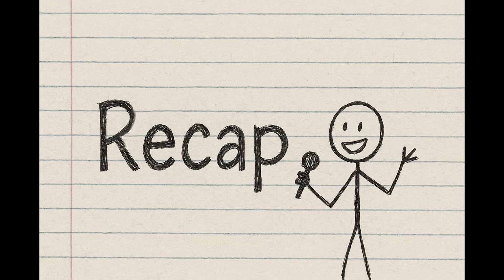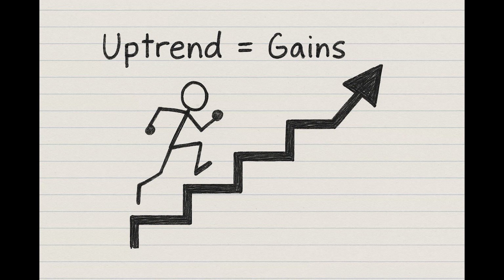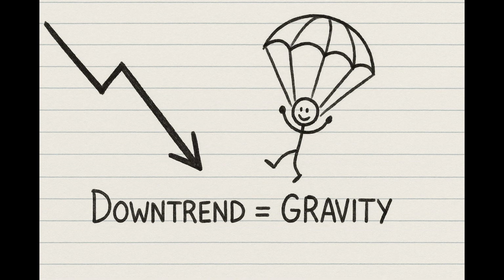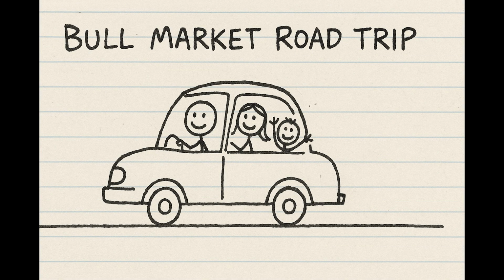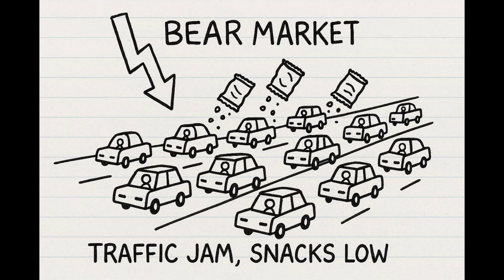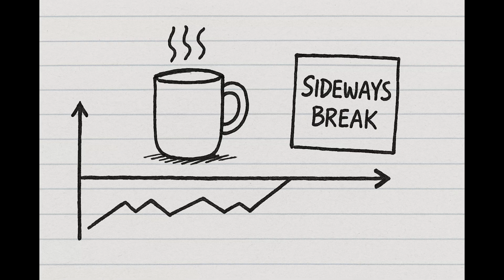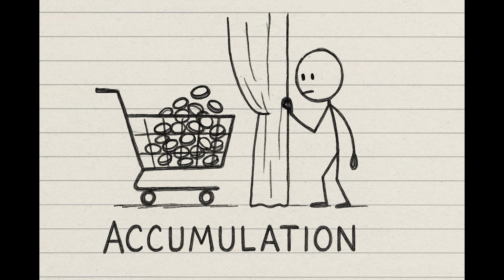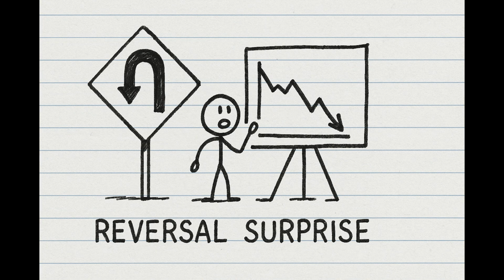Let's hit a lightning recap. Uptrend, stairway to gains. Downtrend, gravity doing its thing. Bull market, a long, happy road trip with great gas mileage. Bear market, traffic jam with shrinking snack supply. Sideways, chart's coffee break. Accumulation, carts quietly filling. Reversal, the U-turn you didn't see coming.